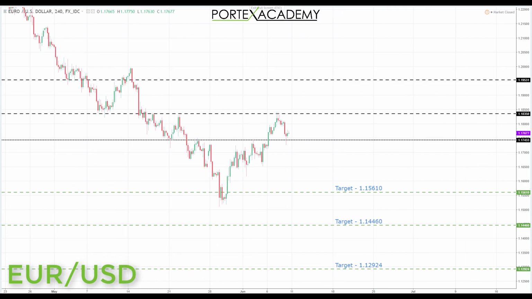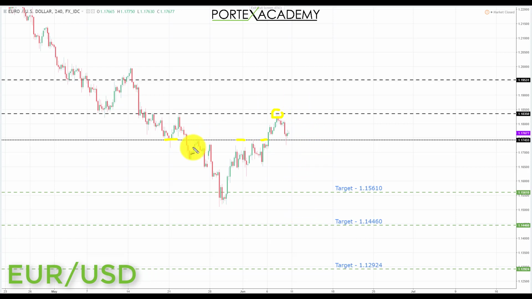Next, we have euro dollar. Now, last week we were looking for a pullback and a retest of broken support, looking to turn resistance around the 1.17433 area. And you can see actually we broke straight through here. And where did we come? We came right to the next key area of resistance to the upside at the 1.18350.